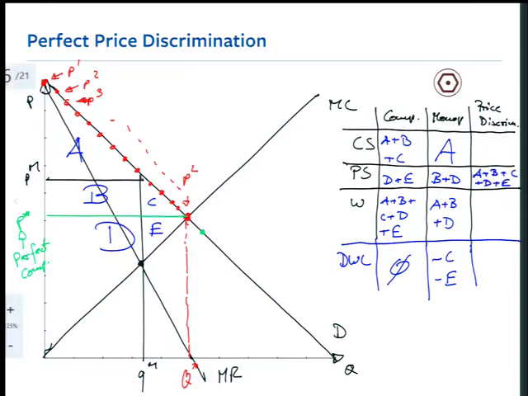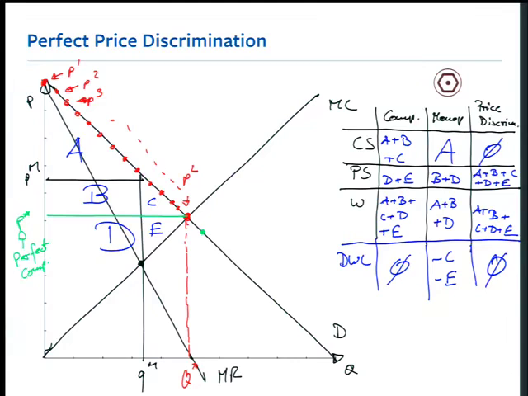Consumer surplus is the distance between demand and price. 0, 0, 0, 0, want some more zeros? So the point here is there's absolutely no consumer surplus here. 0, because you're charged your reservation price. Now, what's welfare? A plus B plus C plus D plus E. What's deadweight loss? 0. Is this efficient? As much as you don't want to say it, it's efficient. There's no deadweight loss here, right?